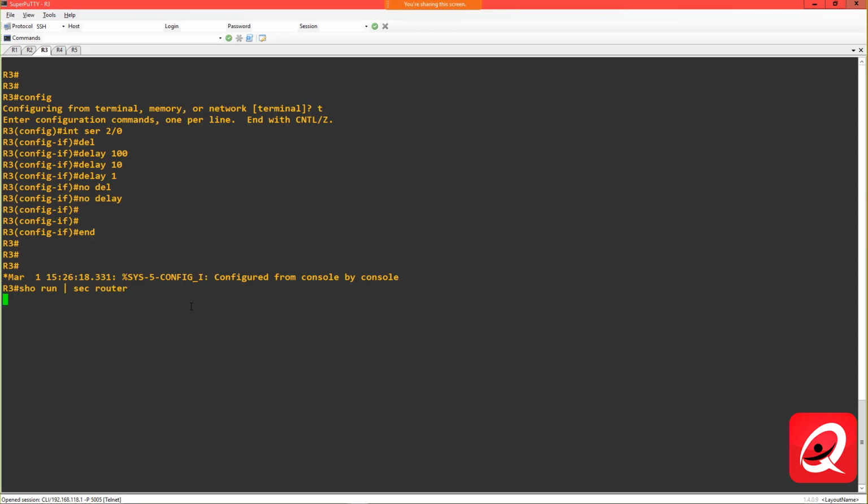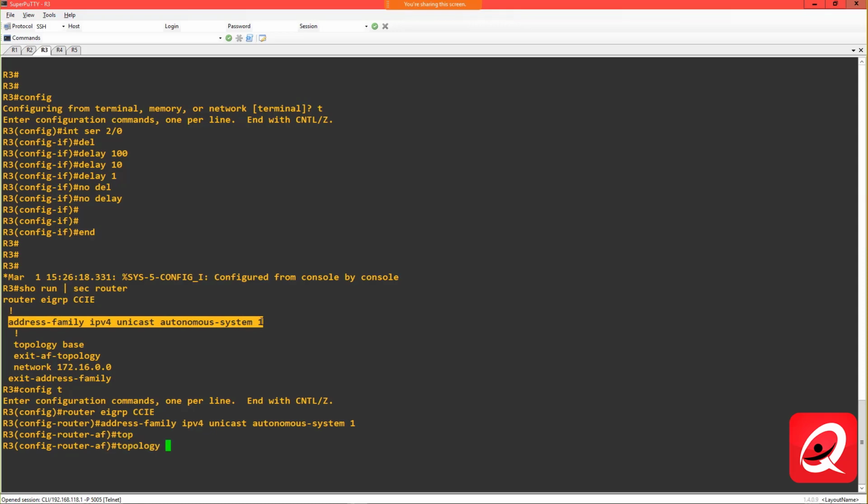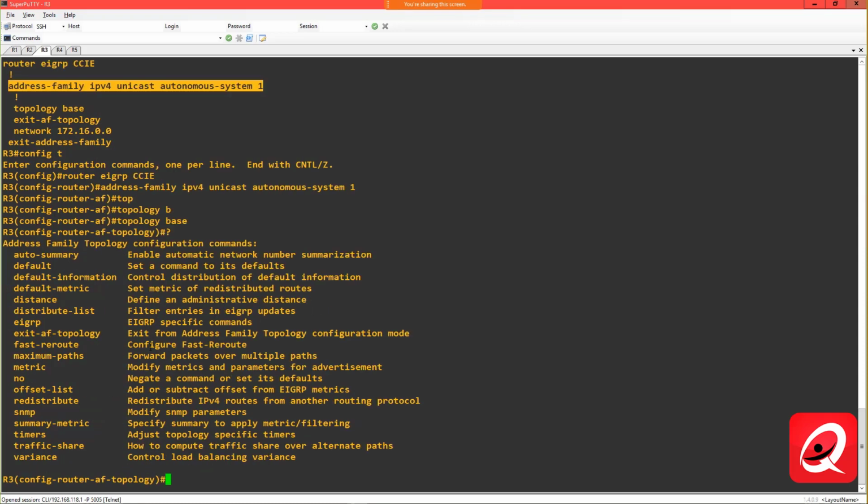Oh, I took it out actually. If we go to our offsets, let me try something here. Config T, address family IPv4, topology base, and I want to see one thing real quick.